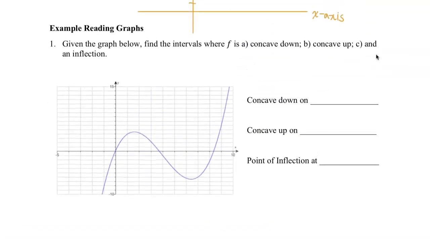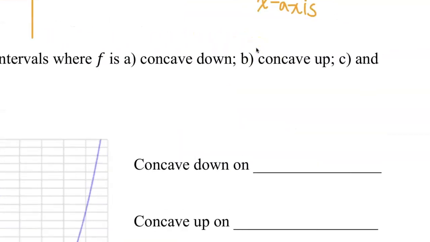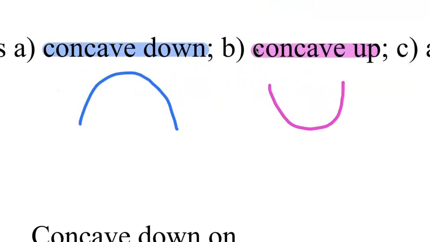Right below these sketching examples, we have an example reading graphs. Let's do this one. It says, given the graph below, find the intervals where f is concave down. Concave down looks like this. Concave up looks like this. I don't think I've actually told you why though. Let me use this chance to talk about why these are called concave up or concave down.